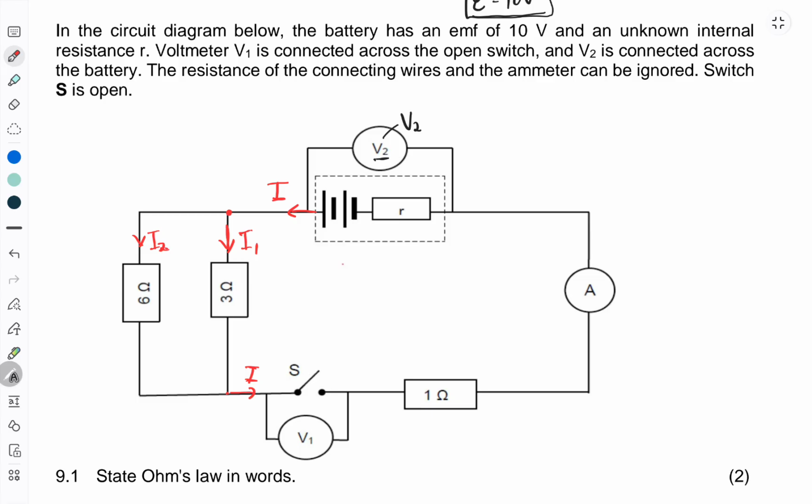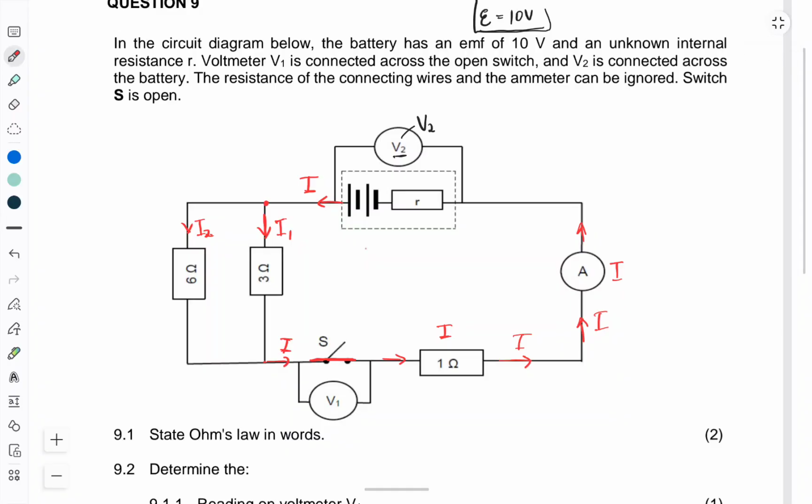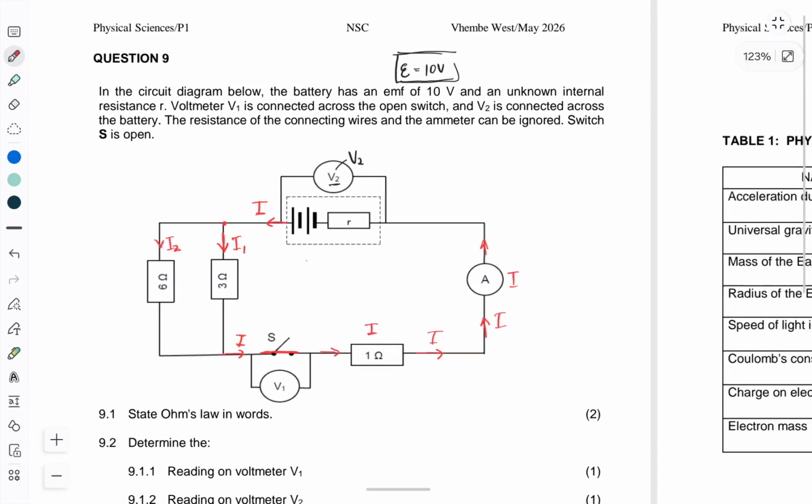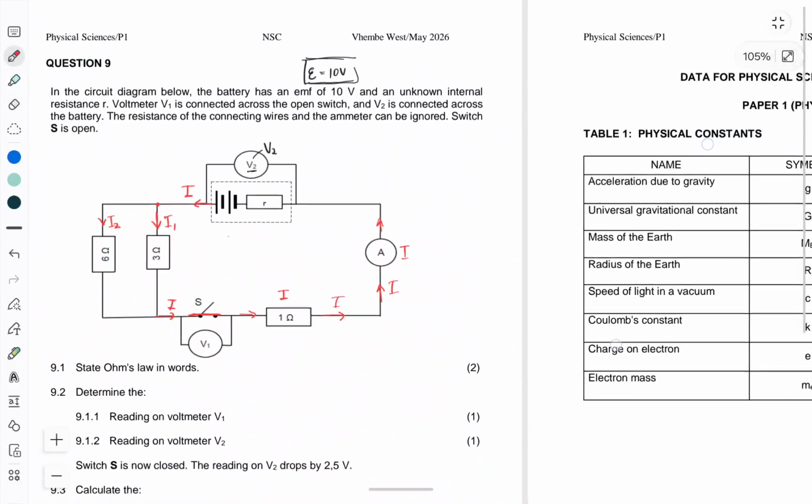If the switch is closed like this, the current will continue. That means our 1 ohm resistor receives the total current, and then it passes through. It means our ammeter also reads the total current. It's very important to trace the current, because you see now I'm already answering some of the questions I might encounter once I start reading. All right, now let's add a page and start answering questions.